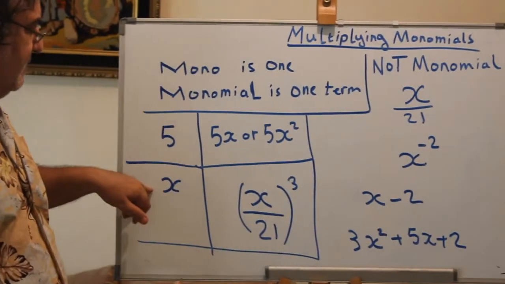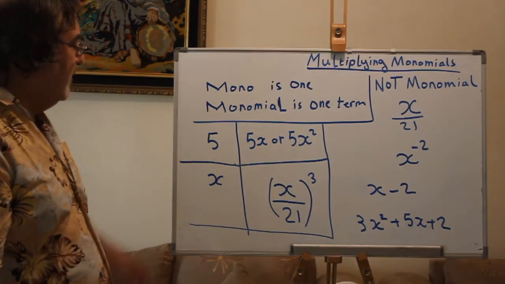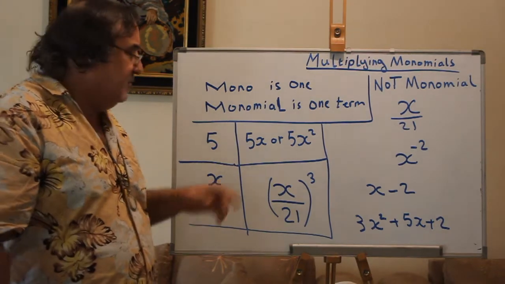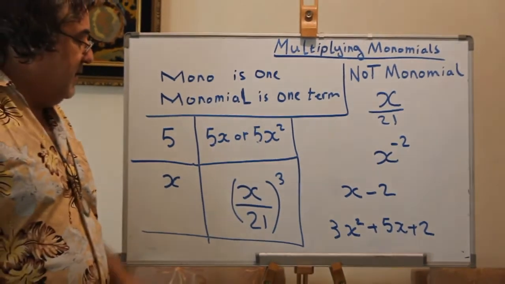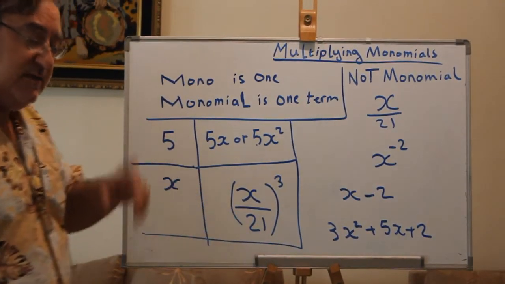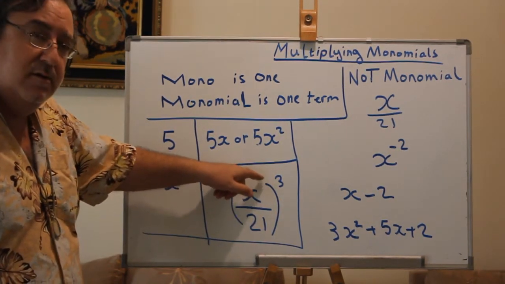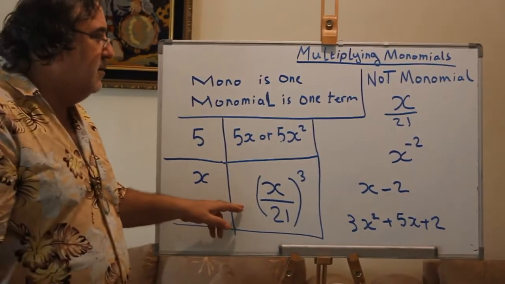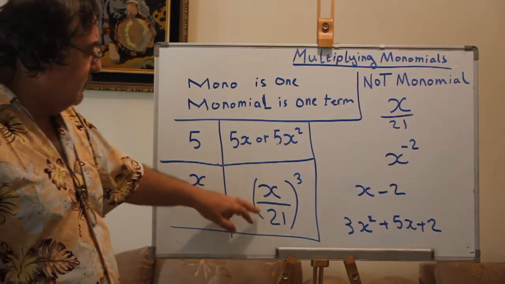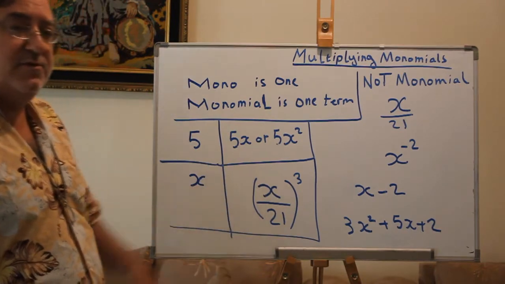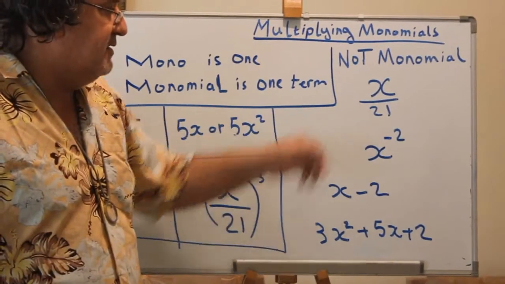Now a variable alone is also a monomial. So x is a monomial, 5 is a monomial. If we multiply them together, it will be one term also. So 5x or even 5x squared is also a monomial. Now if we divide x over 21, as long as the whole fraction is under one power, this is a monomial. Look here, x over 21 is a monomial, since it is only one term.